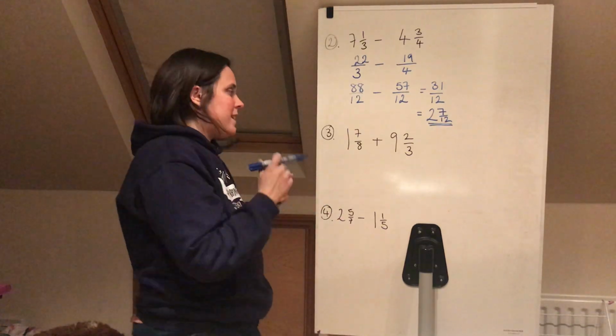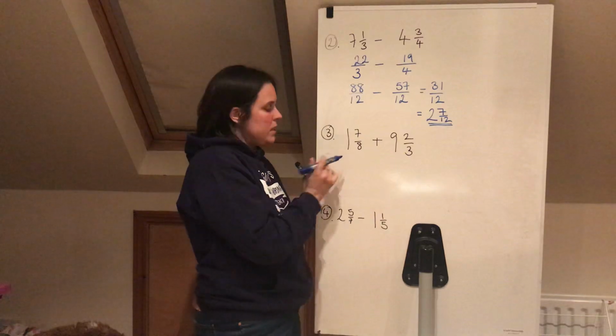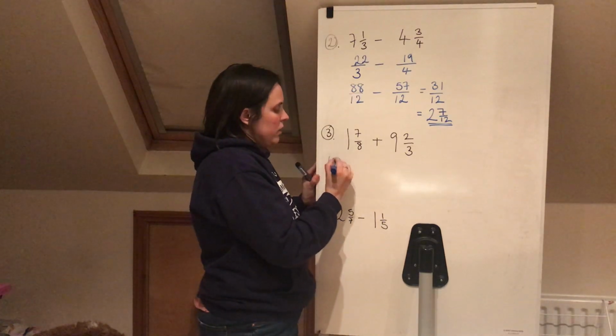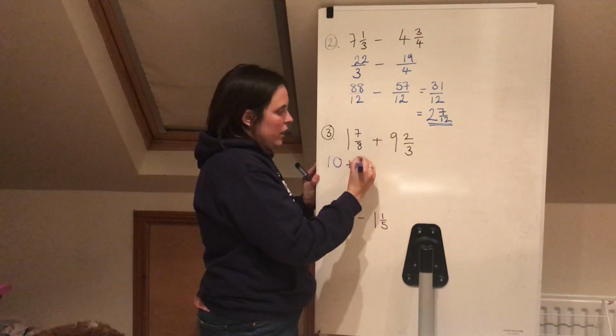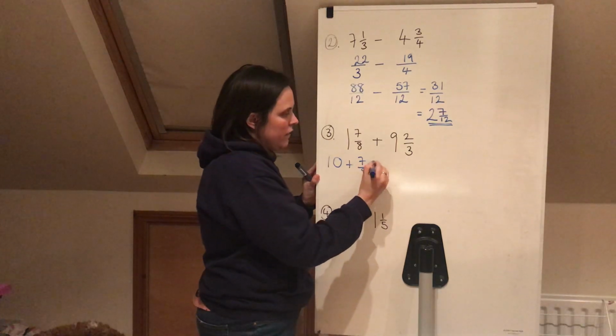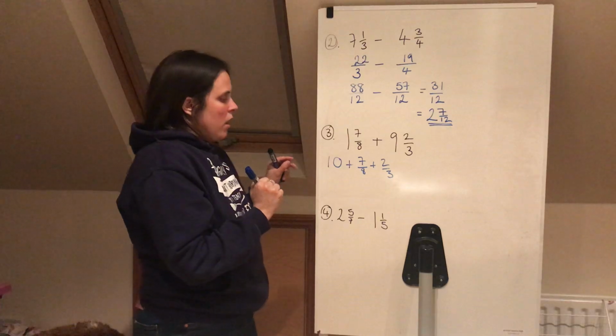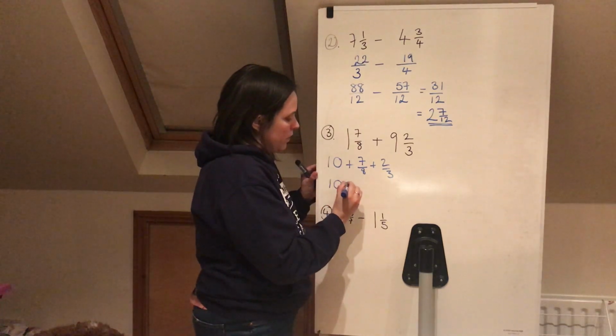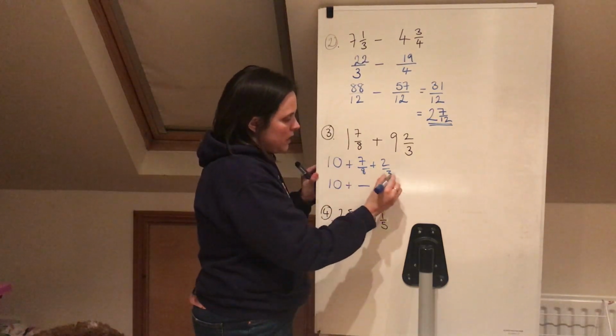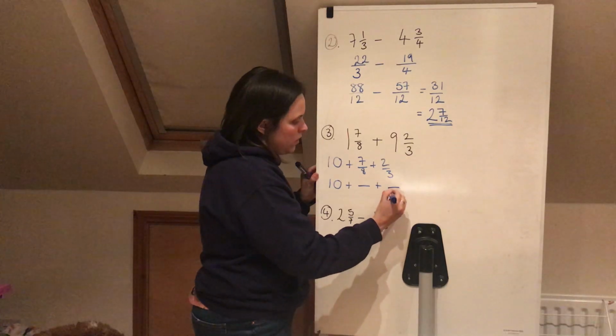So I think this one is safe to add our whole numbers. So 1 plus 9 is 10, and then add our fractions separately. So 7/8 plus 2/3. Okay. So our lowest common denominator for these is going to be 24.